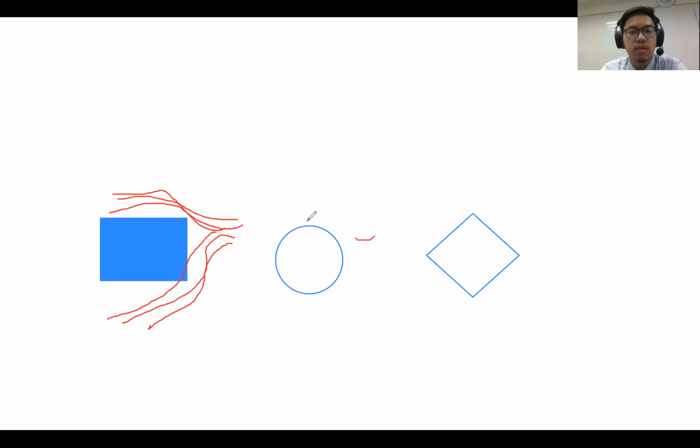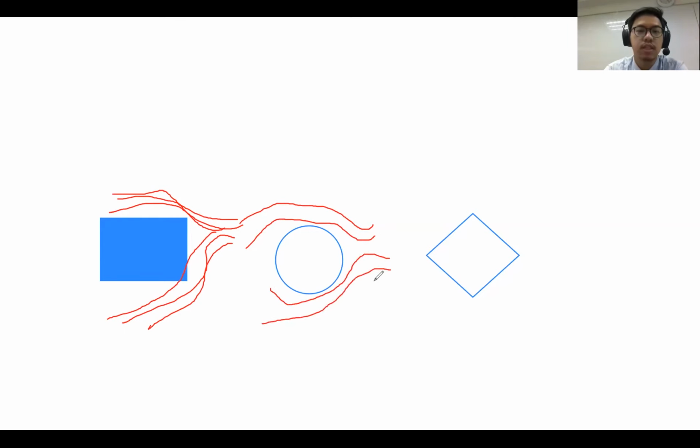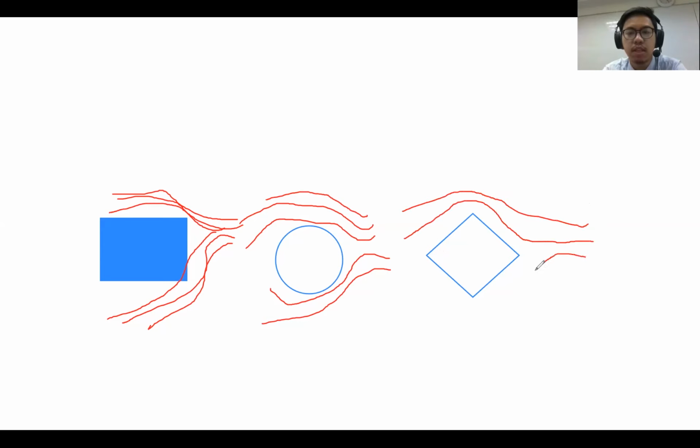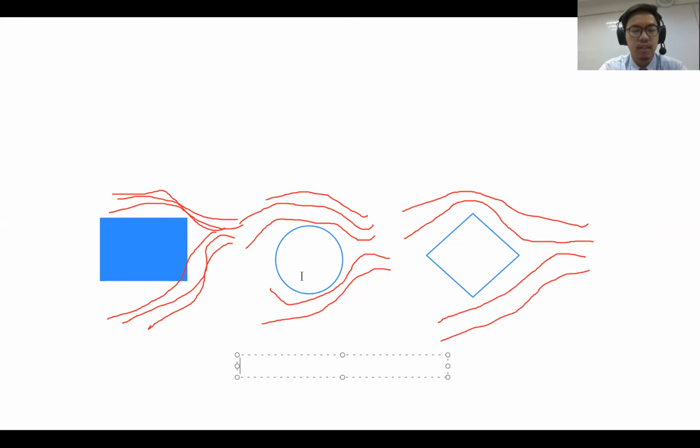For the circle, it's a little bit easier because it's a smooth shape. It has smooth curves, and therefore it's easy for the air particles to move around the object. And it's even easier for this diamond-shaped object because it can cut through the air quite easily, and the air can easily go around the object. Okay, so the shape also affects the air resistance.